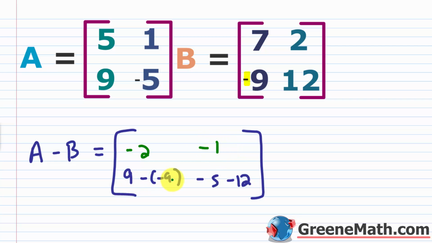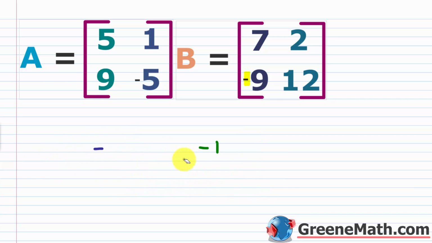9 minus a -9 is 9 plus 9, that's 18. And then if we had -5 minus 12, that's -17. Okay, so this would be the result of A minus B. Now, there's another way to do this, and this is probably what you're going to see in your textbook.